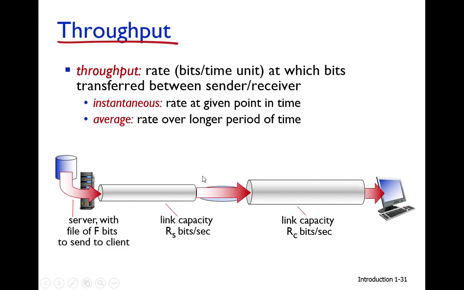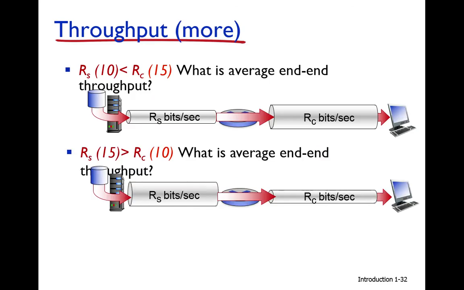So suppose this is the server, and it is sending data to the client, passing through one router and two links, the first link and the second link. This is the capacity of the first link, and this is the capacity of the second link. Suppose the bandwidth of this link is 10 MB and the bandwidth of this link is 15 MB. What should be the throughput? How much data will be received by the receiver? It will receive 10 MB. Suppose this link is 15 MB and this link is 10 MB. Here 15 MB of data is transmitted, but here only 10 MB will be sent. So ultimately the receiver is receiving 10 MB of data per second.